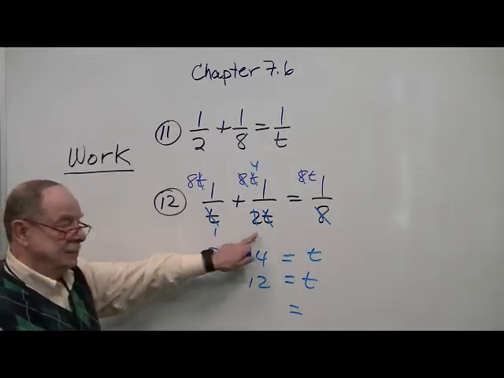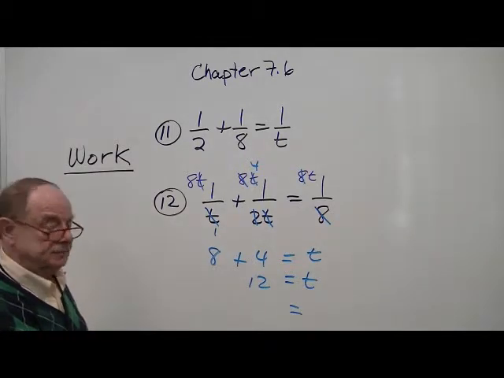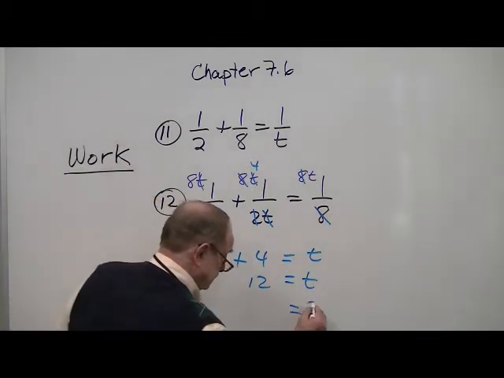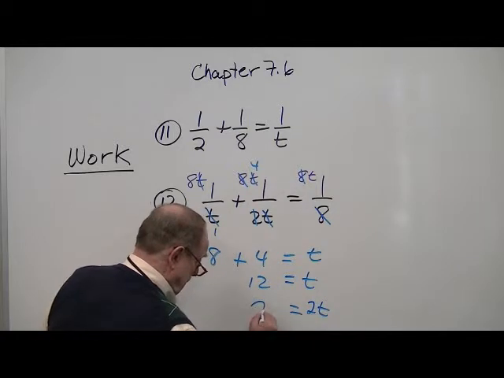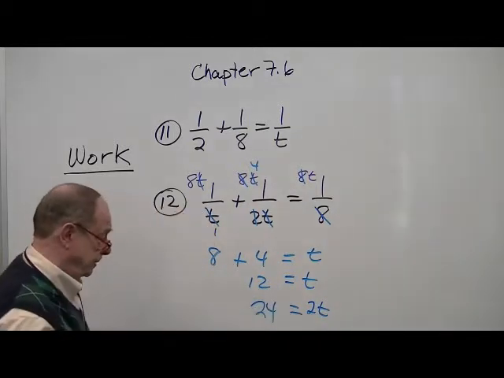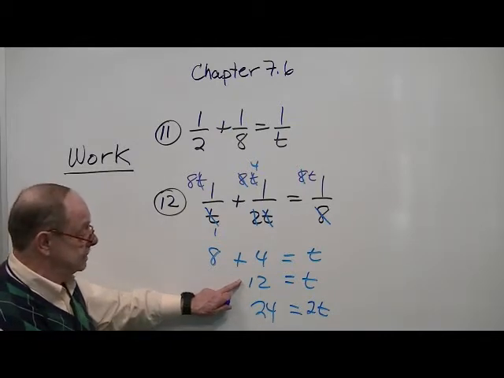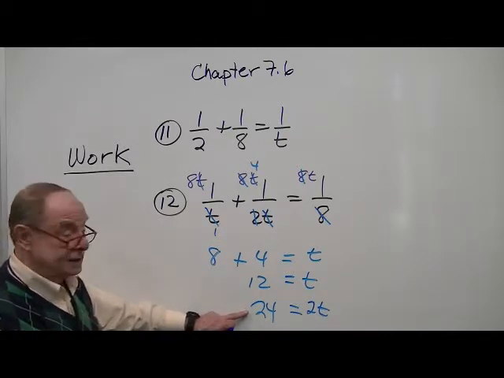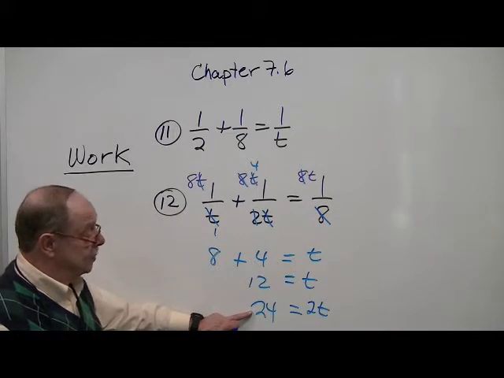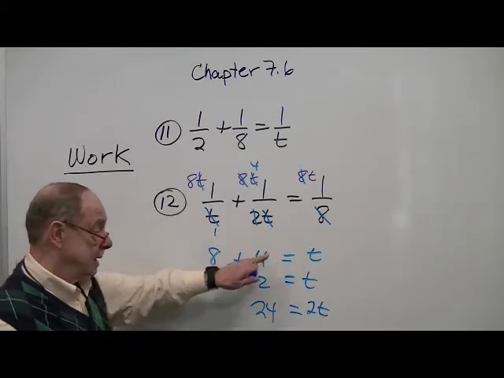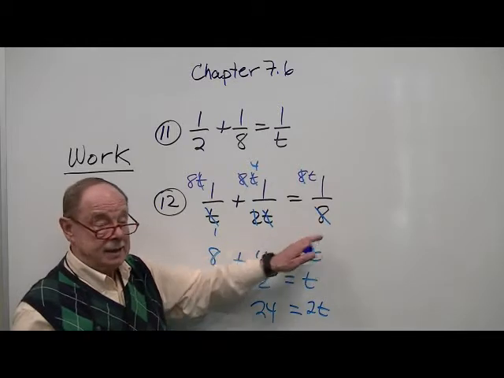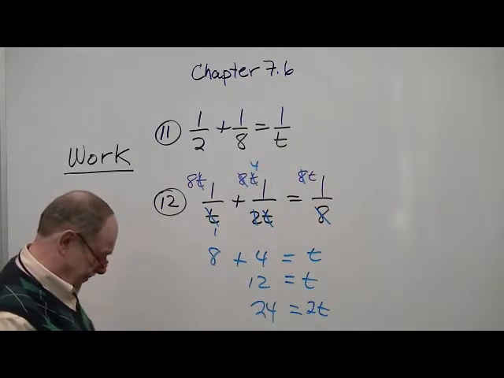And what do you think 2t equals? 24. So the fast housekeeper can get it done in 12 minutes. The one that takes twice as long is 24 minutes. And again, together they get it done in 8 minutes.